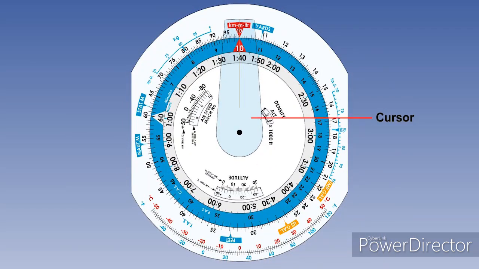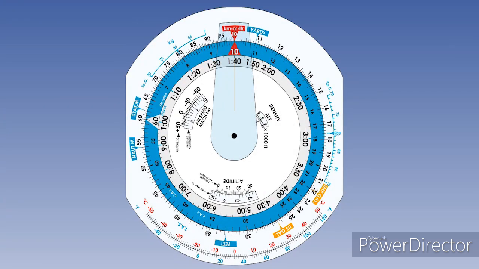A cursor is provided to make the task of reading between the two scales easier and the results achieved much more accurate. To multiply one number by another, initially set the 10 index on the inner scale against the first number of the calculation on the outer scale. Next, locate the second number of the calculation on the inner scale and read off the answer opposite it on the outer scale.